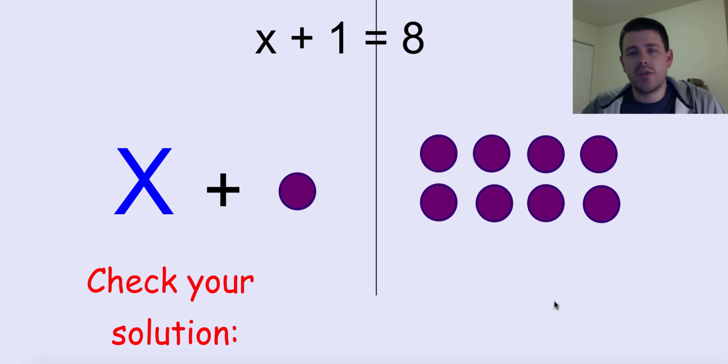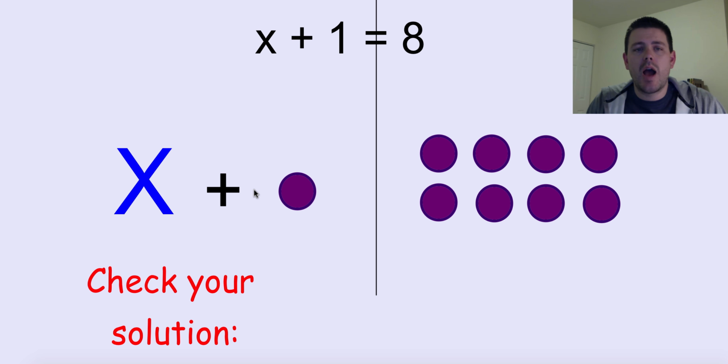You don't have to jot this one down. You don't have to draw out this model for this one. Just kind of follow along. If you see in the middle here, I've kind of modeled the equation. On the left side, I have my x. I don't know what it is yet. Plus one little orange or purple circle here. It's equal to 8 of these circles over here. So our goal is to try to figure out what x is.